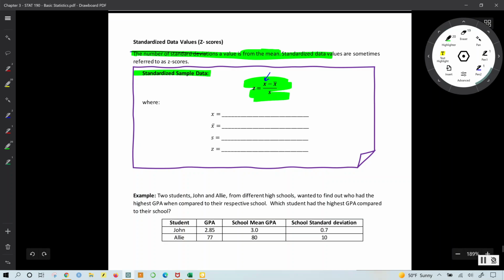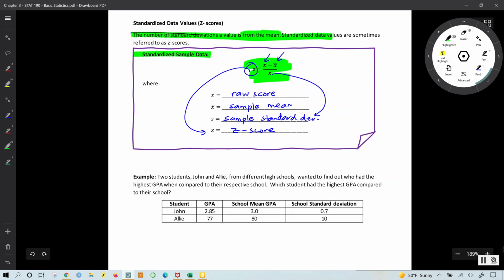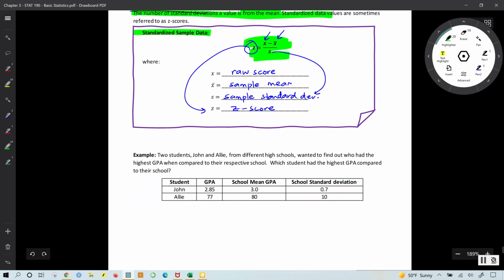You have x, and the x in this case represents the raw score in the data set. Your x bar represents the sample mean, your s represents the sample standard deviation, and your z is the resulting z-score. To illustrate what we're saying here, let's put it in context using the first example.